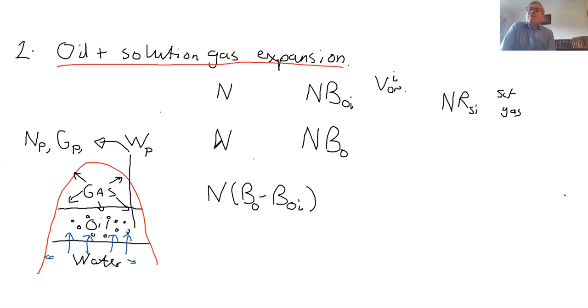Now, if I were to take all the oil and gas to the surface, I must have N R_si of gas. But what doesn't dissolve if I take it back down? N R_s, at some lower pressure, dissolves. So N R_si minus R_s.